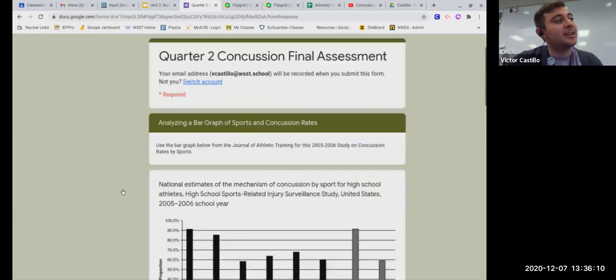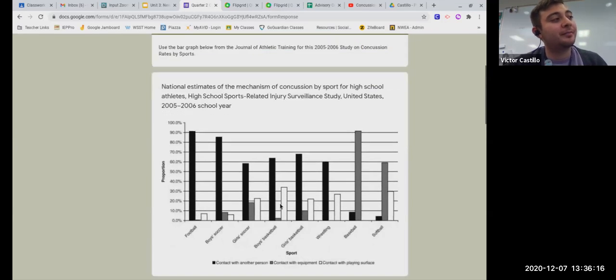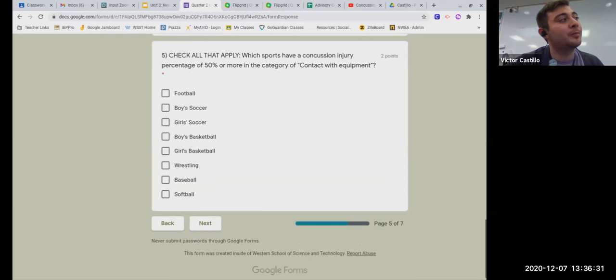Here is your next section, and you're almost done. We're almost halfway there. Your next section is using this bar graph of concussion rates in high school sports. So we have football, soccer, basketball, wrestling, baseball, and softball. And I want you to use this information to answer the 5 questions that follow.